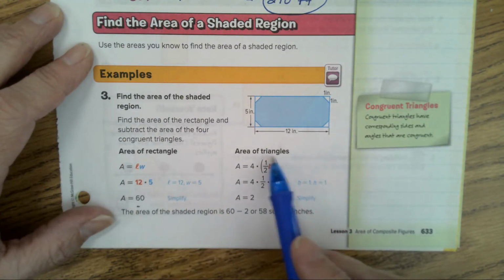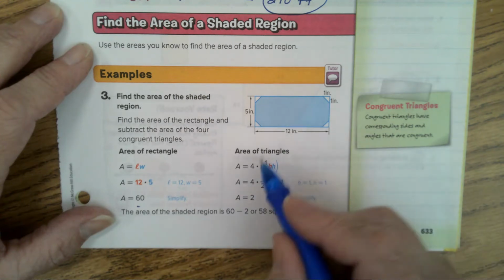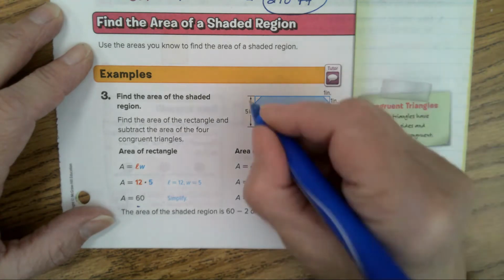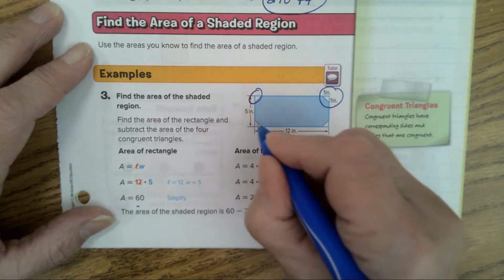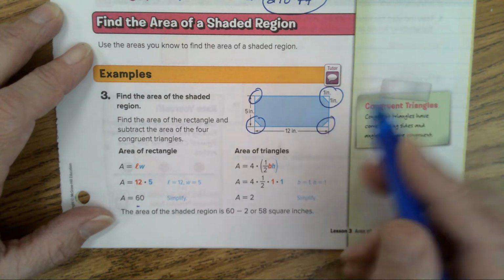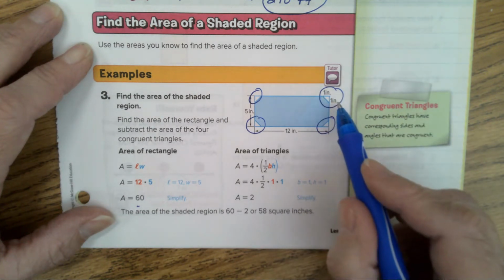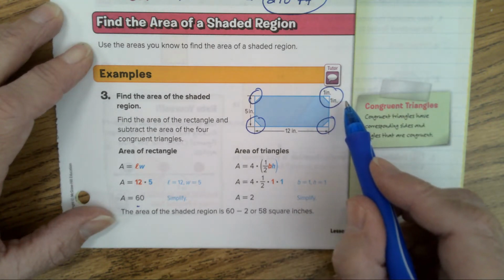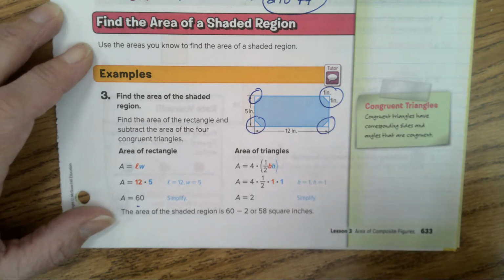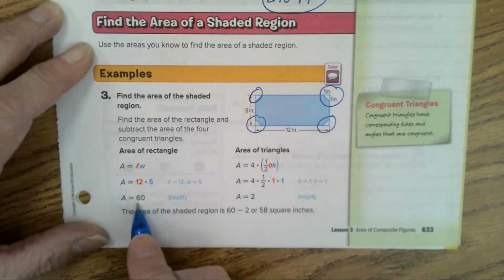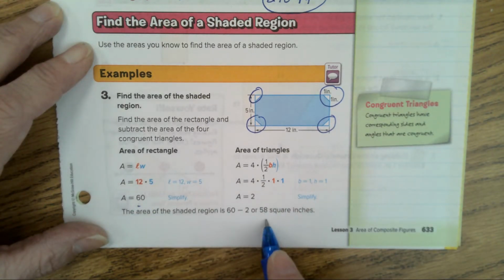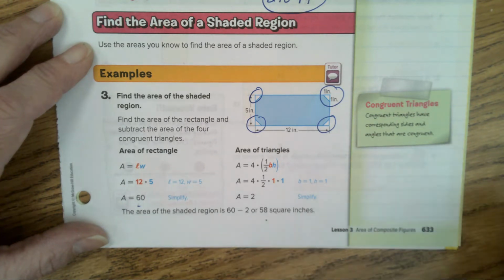Then they find the area of the little triangles. There are 4 of them. See those 4 little triangles there? So you find the area of 1. 1 times 1 is 1. Divided by 2 is 0.5. Then you could take 0.5 times 4, and that gives you 2. Then you subtract. 60 minus 2 gives you the answer of 58 square inches. Any questions on that example? Do you see that? All right, now let's go to 634.